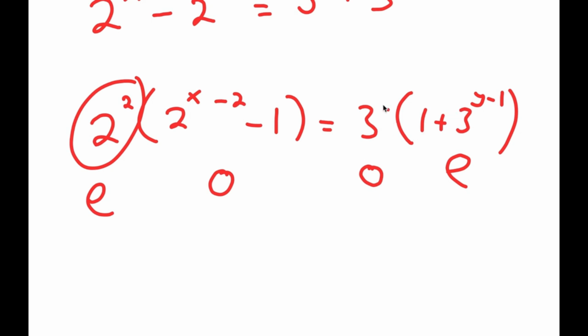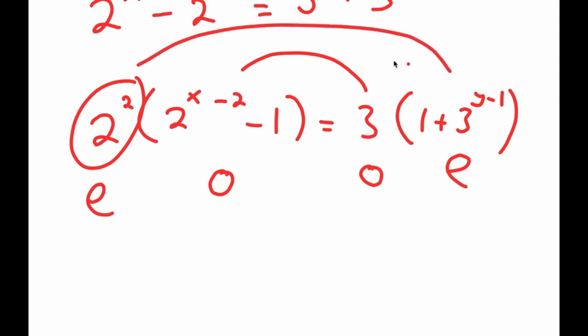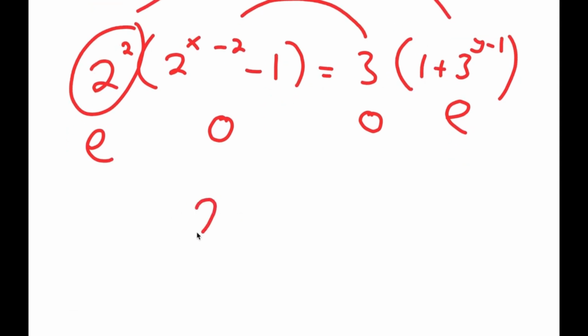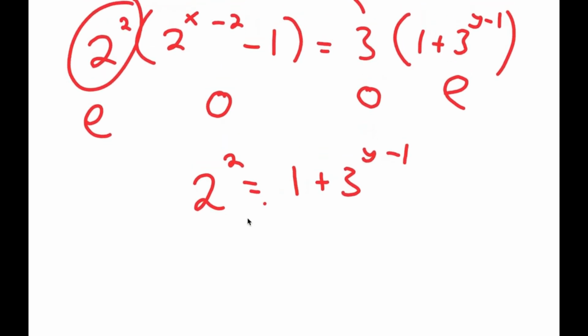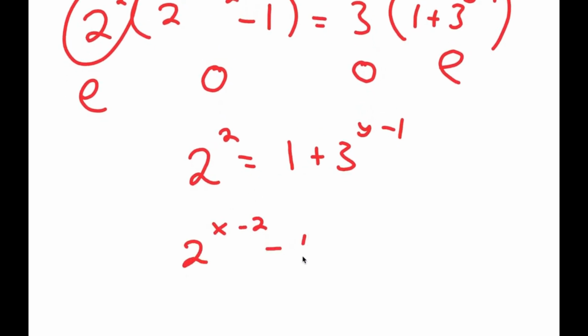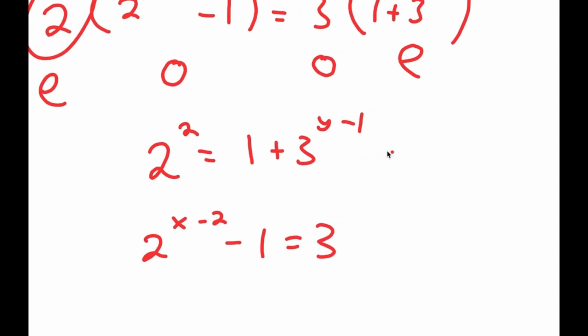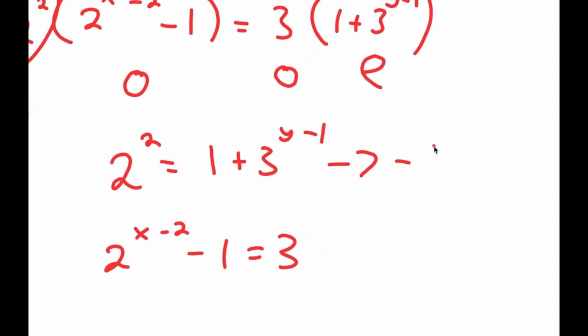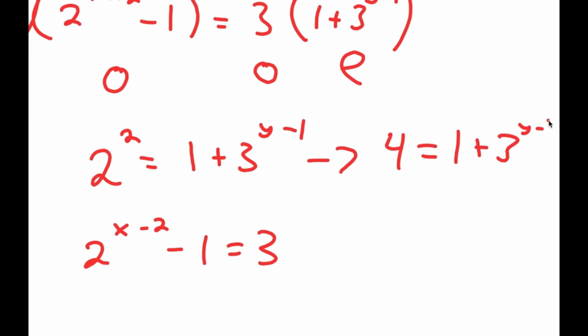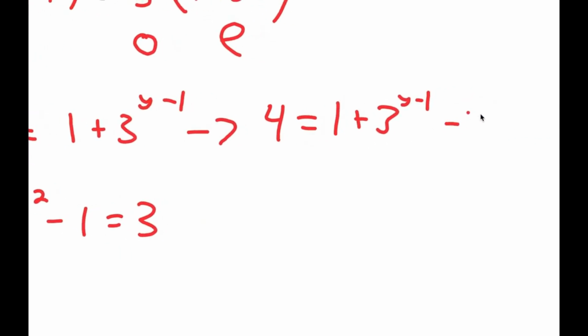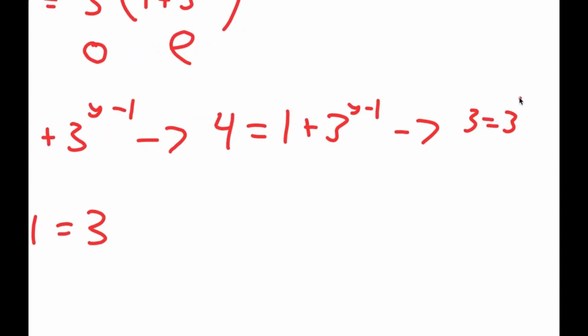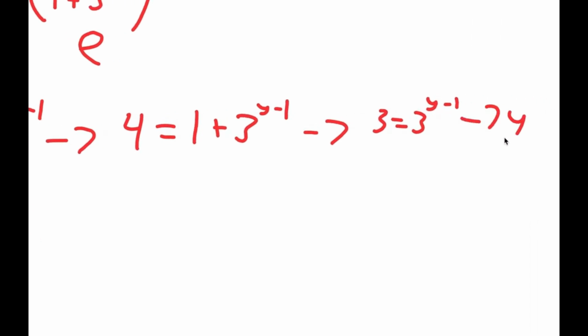Now, what I'm going to do is set the odd numbers equal to each other, and then the even numbers equal to each other. So this gives me two equations. I get 2 squared is equal to 1 plus 3 to the power of y minus 1. And I also have 2 to the power of x minus 2 minus 1 is equal to 3. So let's first start with this equation. This is going to equal 4 is equal to 1 plus 3 to the power of y minus 1. And this means that 3 is equal to 3 to the power of y minus 1, meaning y is equal to 2.